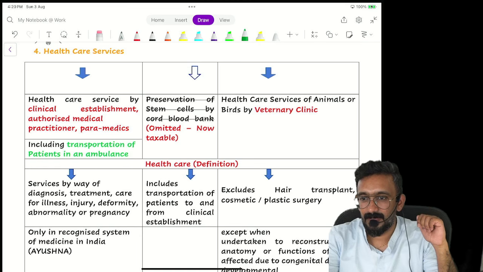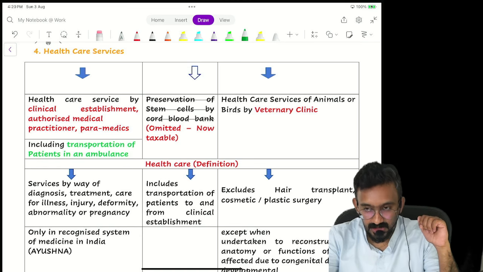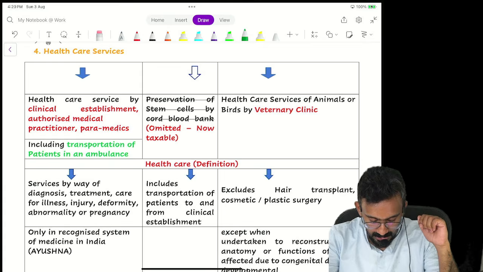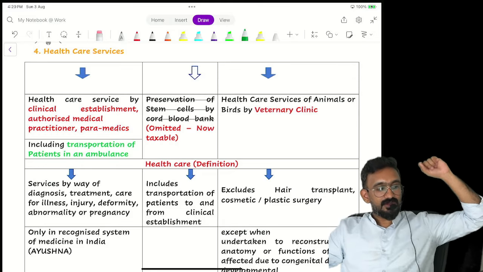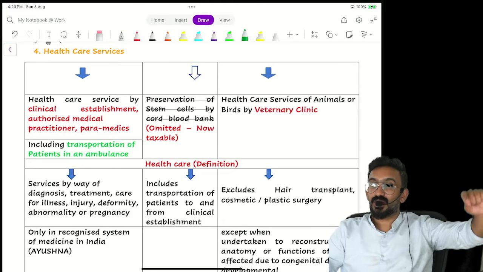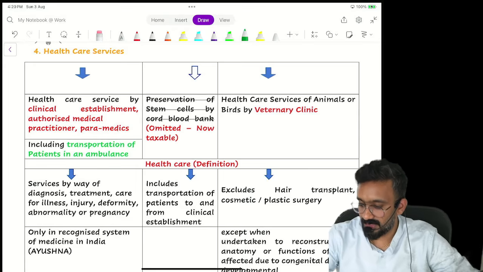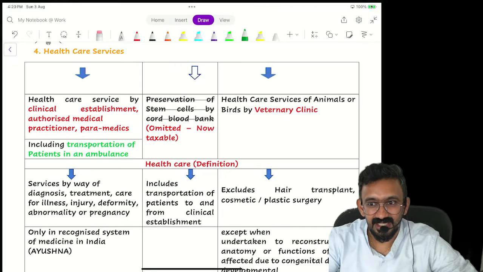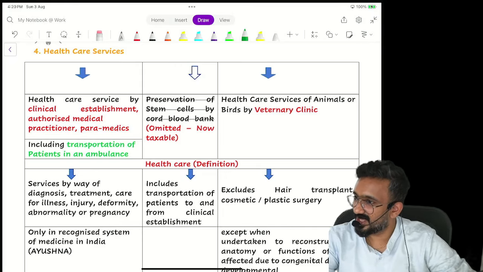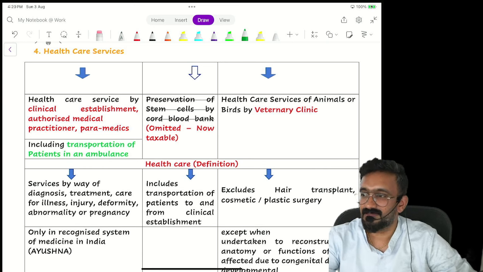What is healthcare? Healthcare includes diagnosis, treatment, care for illness, injury, deformity, abnormality, pregnancy, only in recognized system of medicine. Again, let's try to interpret. Diagnosis. Diagnosis includes laboratory. Is laboratory a clinical establishment? Yes. Is a lab report considered to be healthcare? Yes. Would your lab report charges be exempted? Yes. It matches: it's healthcare, clinical establishment. Done, exemption. Treatment: hospital, doctors, exempt.